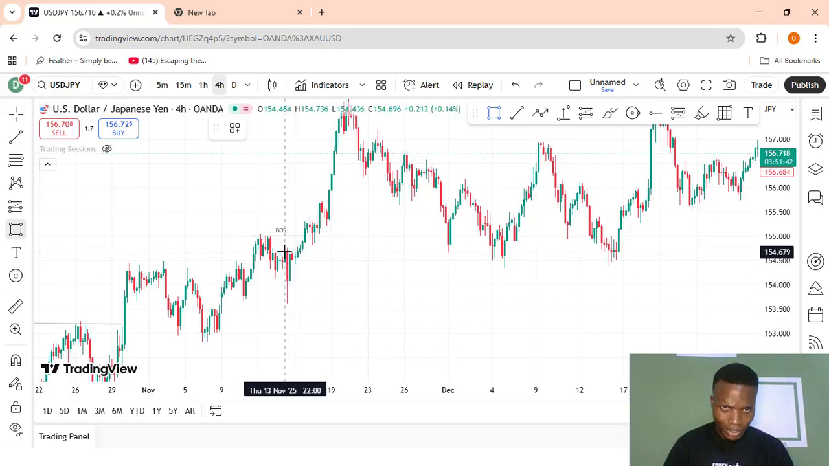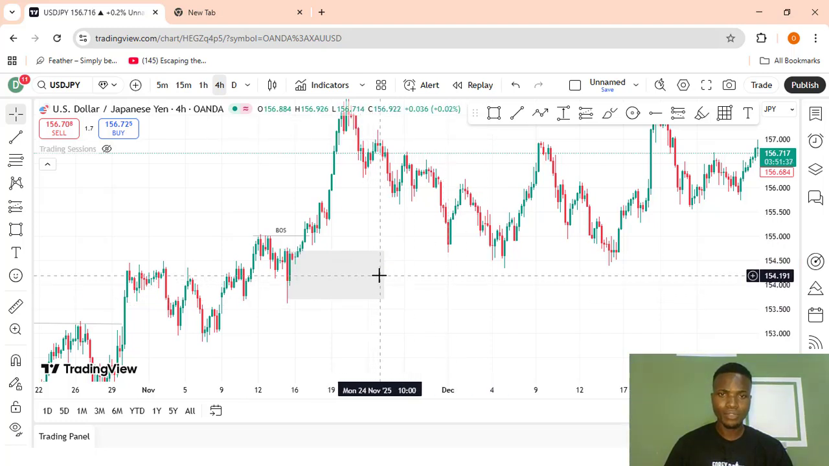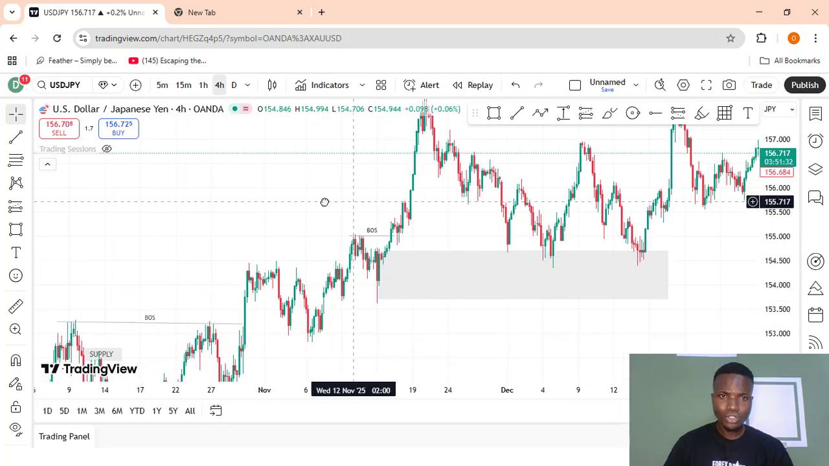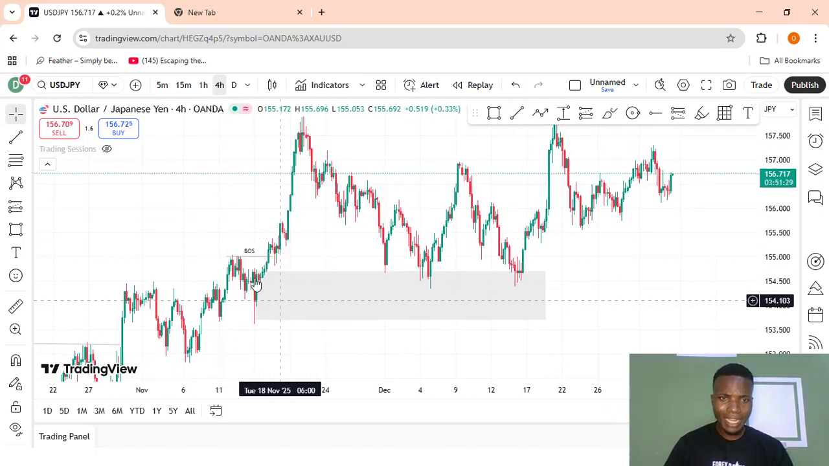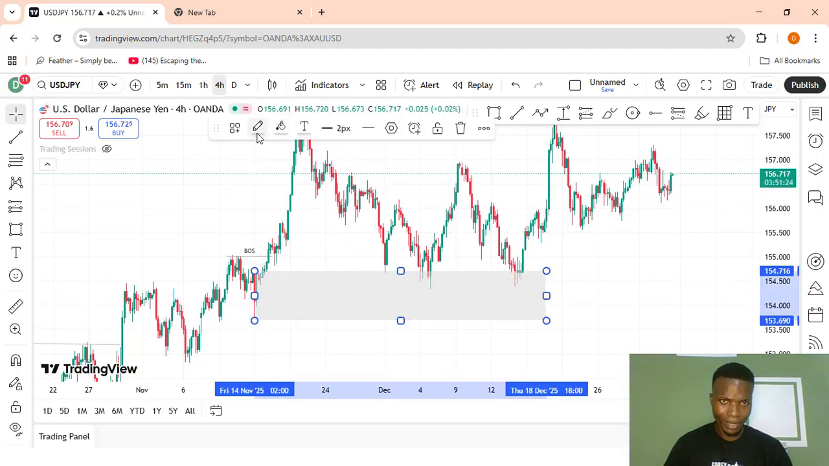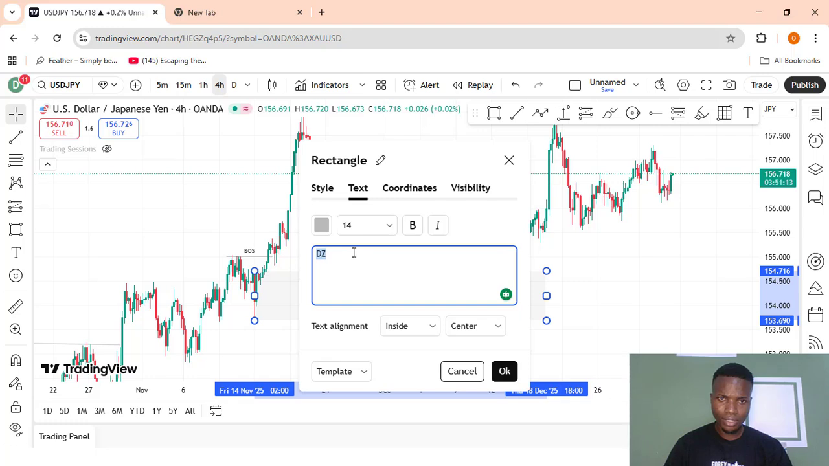So I'm going to mark out this red candle, okay? This is our demand area, all right? If I mark out this place, I'm going to extend it to this place. So you can see that the market respected this demand area, all right? Okay, so let me just write it there. That's our demand area, okay? Let me just write it in full: demand area, okay? Inside center.